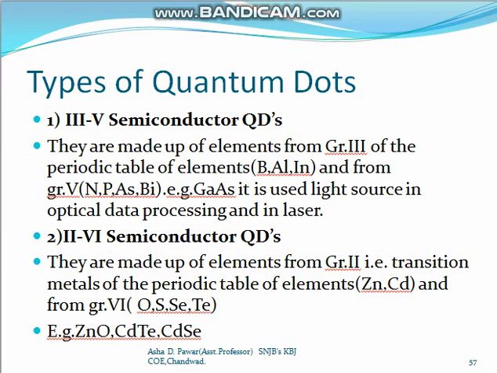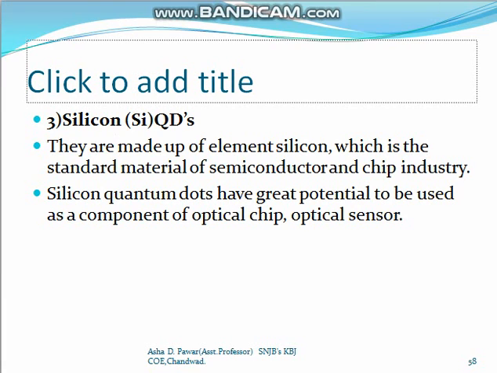And the last type of quantum dots, very commonly used in electronic chips, is the silicon quantum dot. They are made up of the element silicon, which is the standard material of the semiconductor and chip industry. Silicon quantum dots have a greater potential to be used as a component of optical chips and optical sensors. Means the most important use of silicon quantum dot is in the chip industry, that is, in optical sensors and in optical chips.